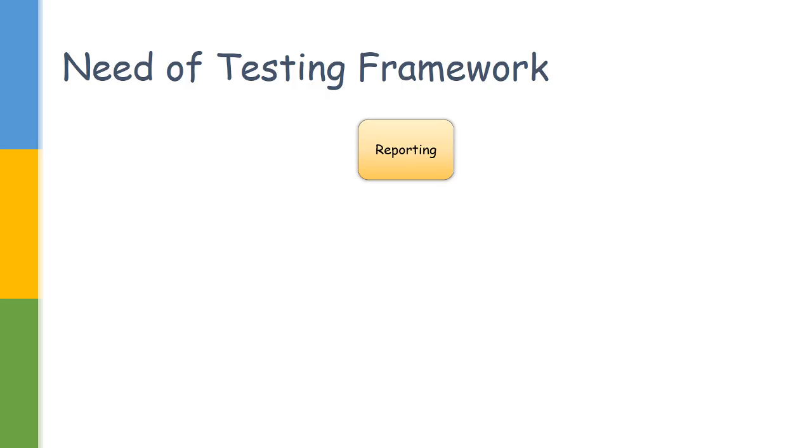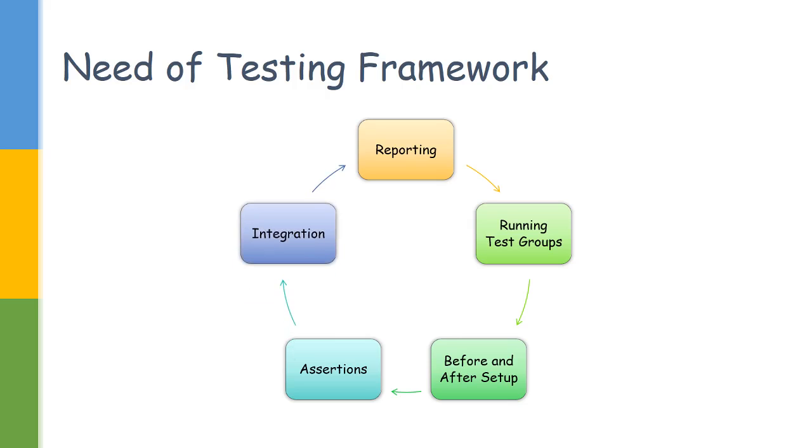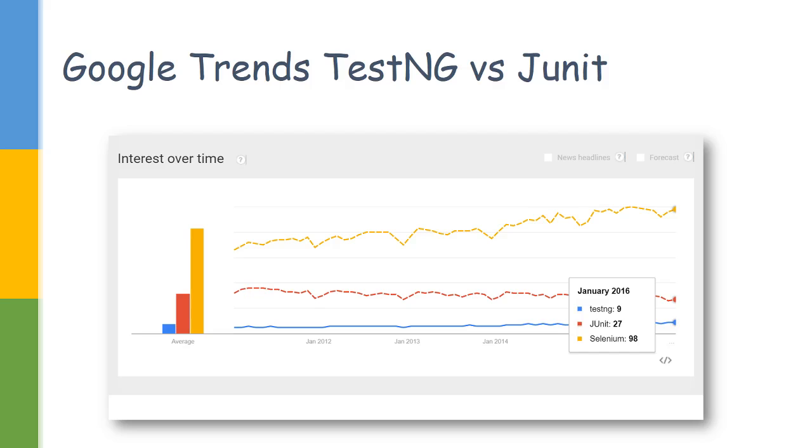They give us a very good reporting output. They help us group our test cases and run them in subgroups. They give us a setup and a teardown option, so that if you want to open the browser and close the browser, they can be separated from our actual test. They give us a good set of libraries including assertions. They help us integrate with other tools like Maven or Jenkins for our continuous integration.